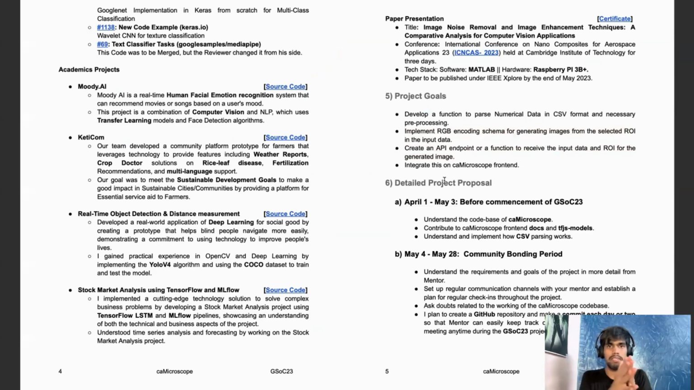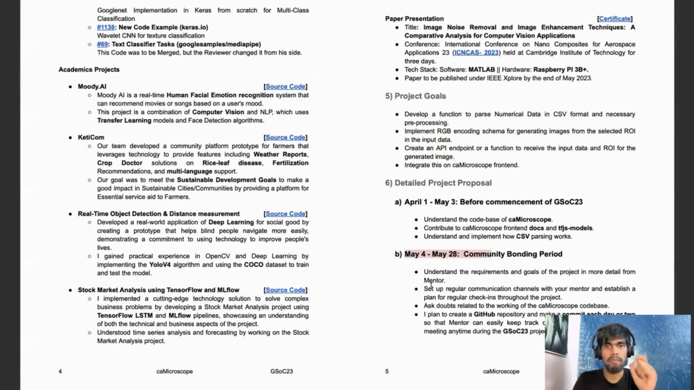the next 3 months, starting from May, June, July, and August will be your final evaluation. So you need to have an entire pipeline or entire timeline ready. So as you can see, your community bonding period is the first thing. So it was from May 4th to May 28th.